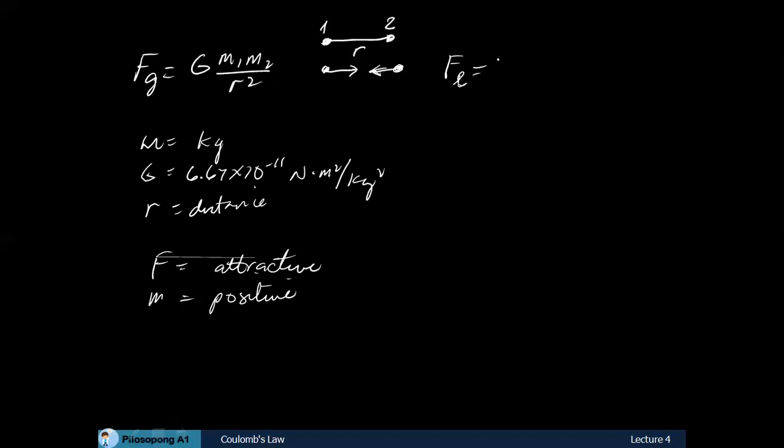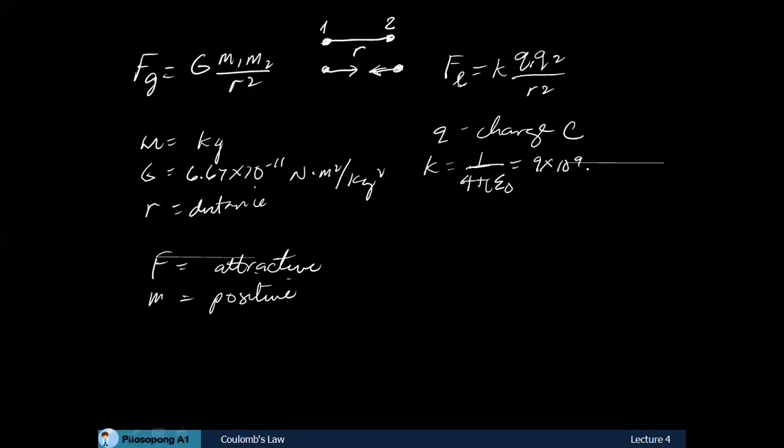The electrostatic force is equal to a constant times the product of the two charges over the square of the distance, where Q is the charge in coulomb, and we have the constant K, which came from the equation 1 over 4 pi times the permittivity constant in free space, which is equivalent to 9 times 10 raised to 9 newton meter squared per coulomb squared. And R is the distance between the two charges.